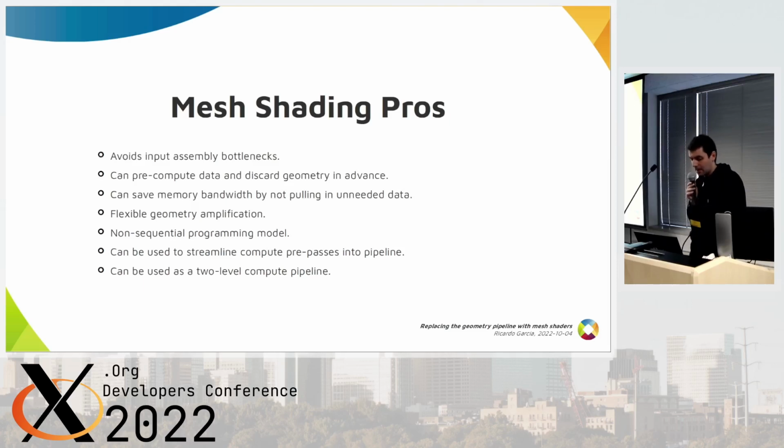Many games, for example, also use a compute pre-pass to process some data and calculate things that will be needed at draw time. And with mesh shaders, it may be possible to streamline this and integrate this processing into the mesh, or more commonly, the task shader. And you can also abuse mesh shading pipelines as compute pipelines with 2 levels if you need to do so.